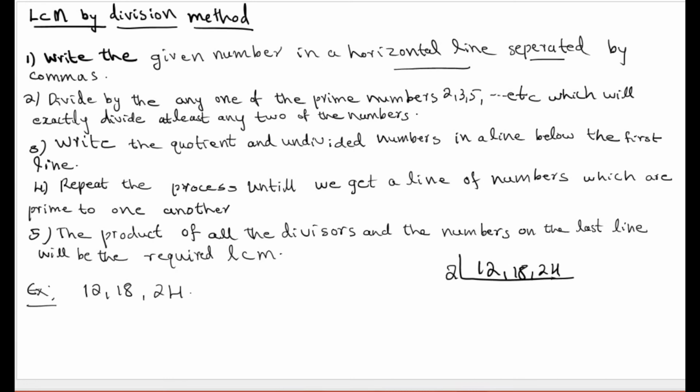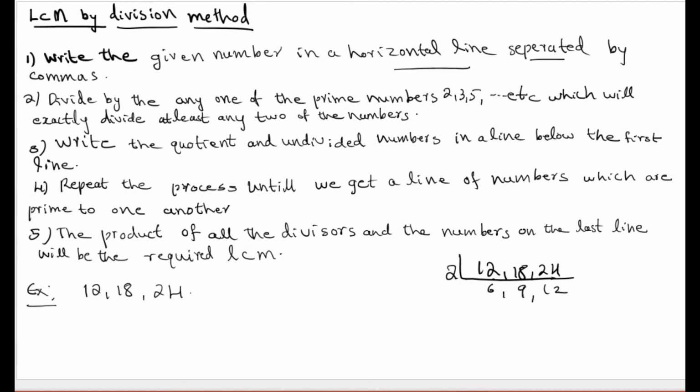Here I am selecting 2. 2 6s are 12, 2 9s are 18, 2 12s are 24. Next step: write the quotient and undivided numbers in a line below the first line. This is our first line. What's the quotient here? 6, right? You need to write that 6 below the line. Then the quotient 9, I am writing below the line, and the quotient 12 here, I am writing 12 below the line. If any undivided number comes, I will explain that in the next example.